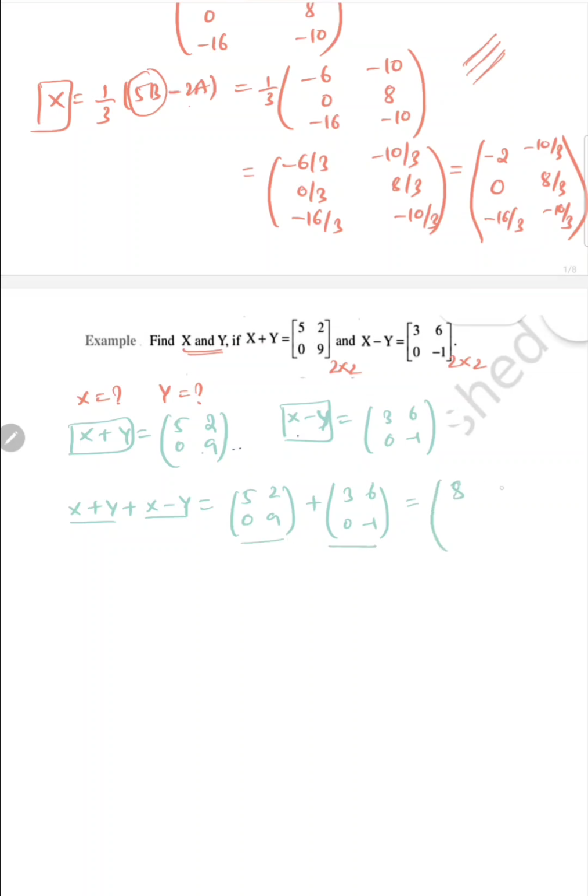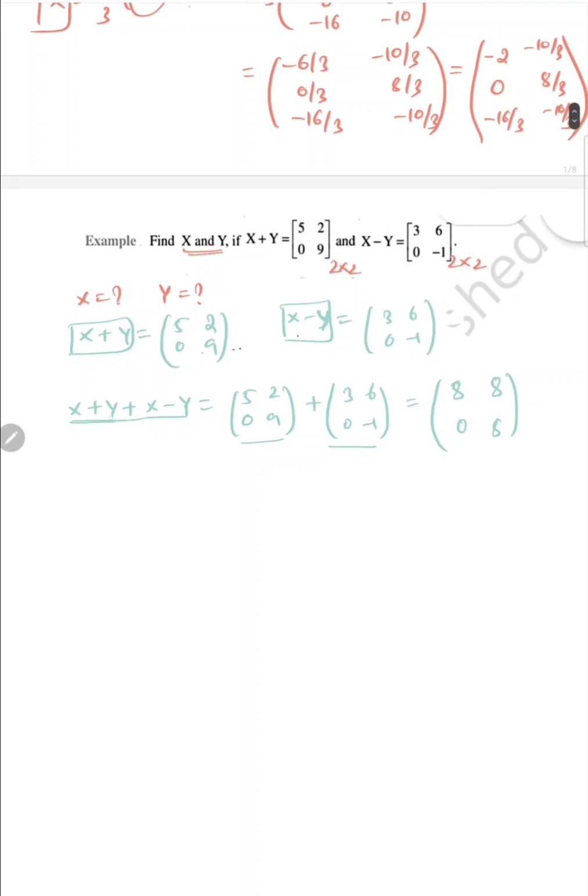This is 5 plus 3 is 8, 2 plus 6 is 8, 0 plus 0 is 0, 9 minus 1 is 8. Now, in the LHS we have 2X because the minus Y plus Y gets cancelled. 2X is equal to [8 8; 0 8]. Now we need X, therefore X is equal to 1 by 2 times [8 8; 0 8].